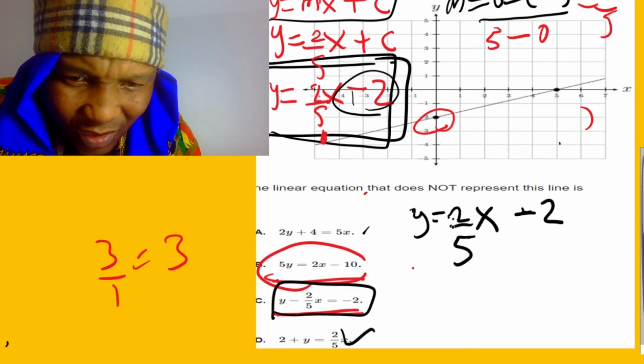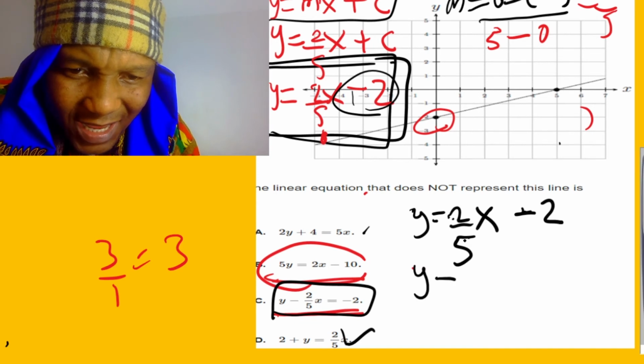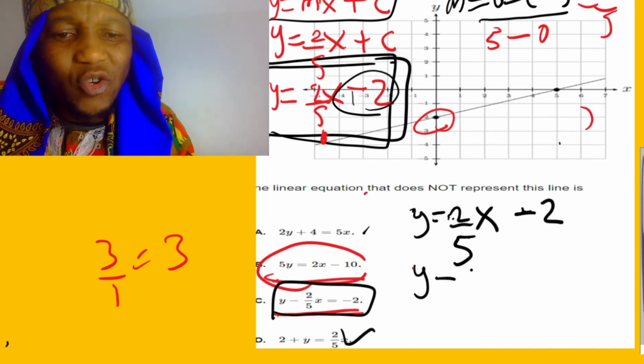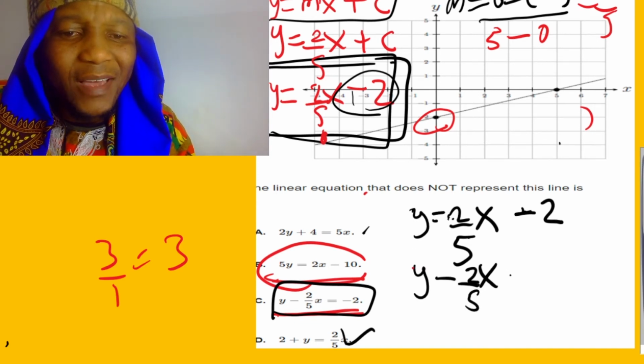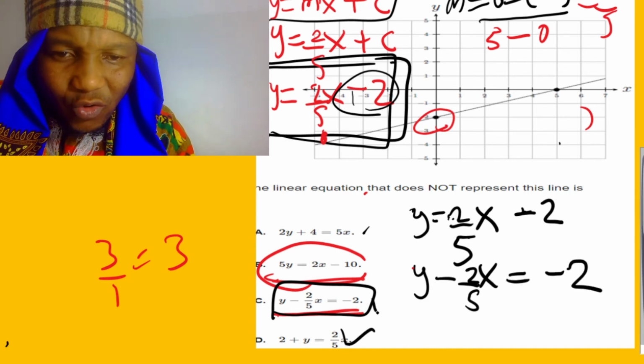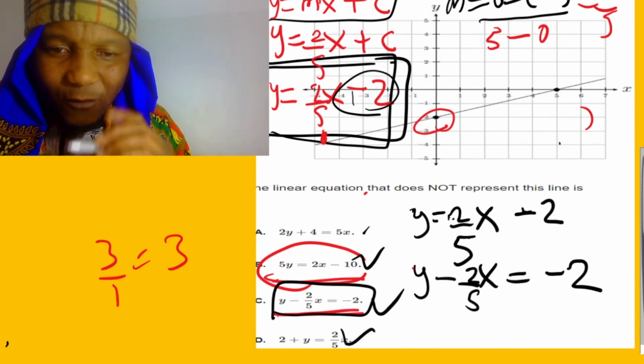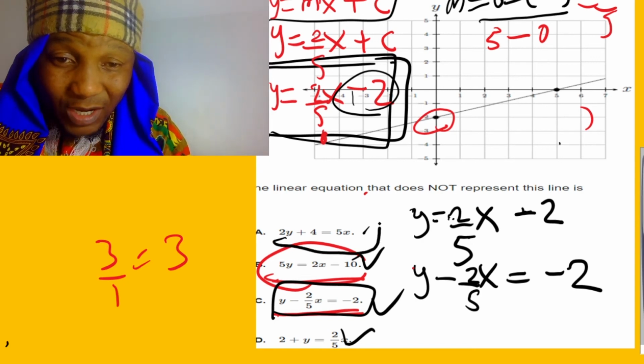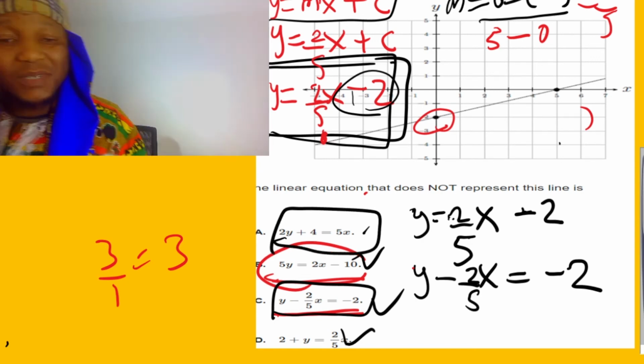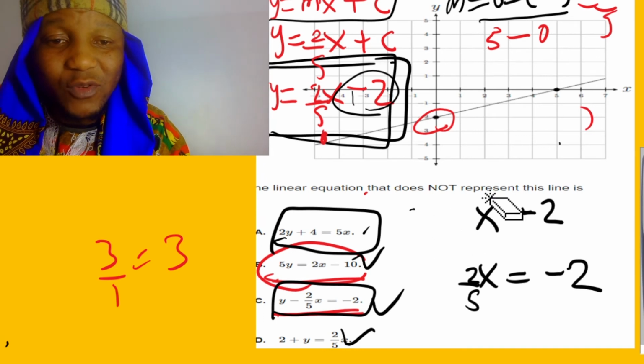Oh yes, because look, if I can take this over, it's going to become y plus this, right? When you go over the equal sign, it's going to become minus 2 over 5x equal to minus 2, which is correct also. So 2, 3, and 4 are correct. But this is not correct. There is no such a thing. See what I'm saying? There's no such a thing. And I can prove to you it's not such a thing.